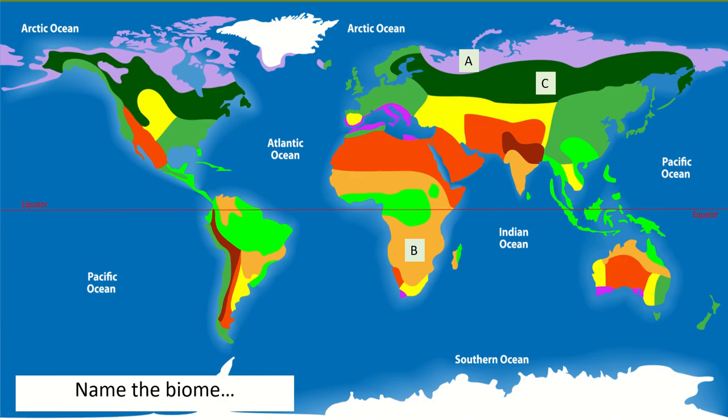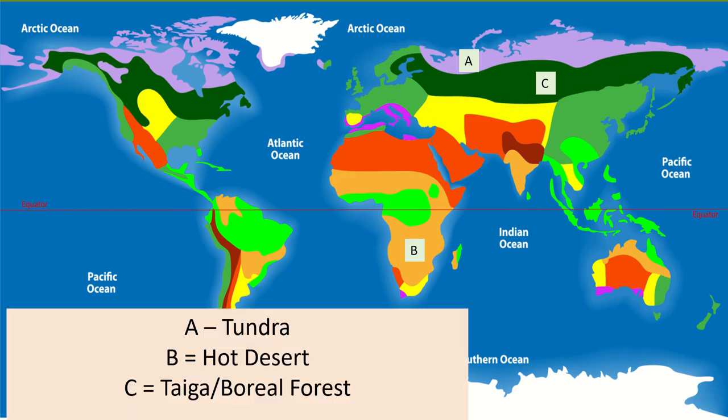So 3 biomes, A, B, C. Pause the video, name them, unpause. Okay, we've got A is a tundra, B is a hot desert, and C is the taiga, also known as the boreal forest, a twilight forest as well.